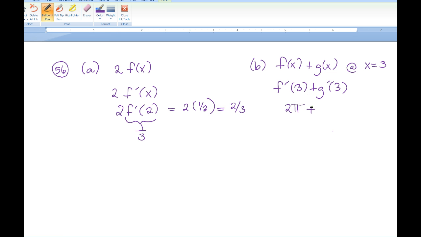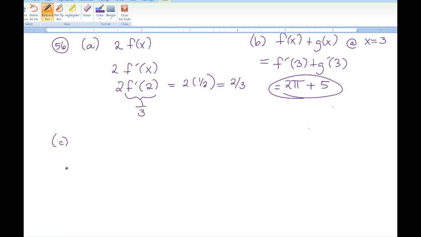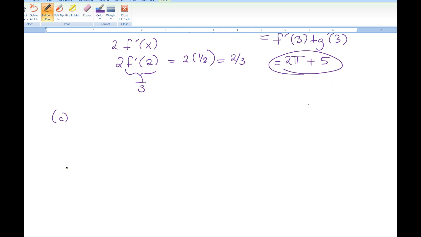G prime of 3 is 5. That's fine, because there's nothing you can really do to simplify that. Okay with that? No, but for some reason E had something weird in the solutions manual, which was a little confusing. It had something weird in the solutions manual? Okay, we'll take a look. Okay.